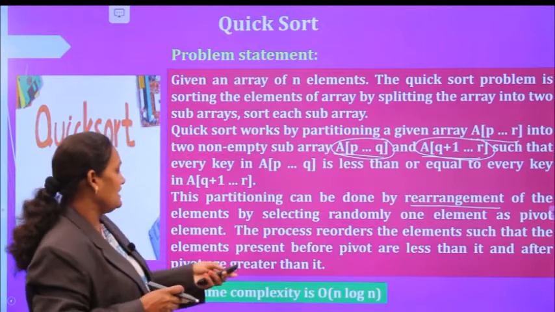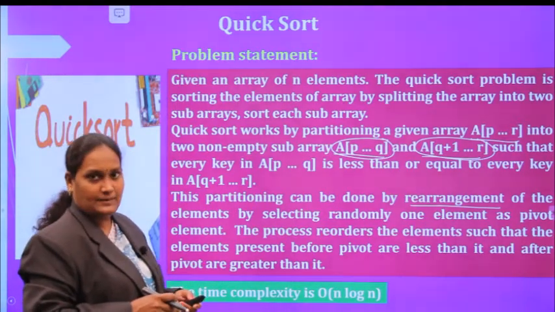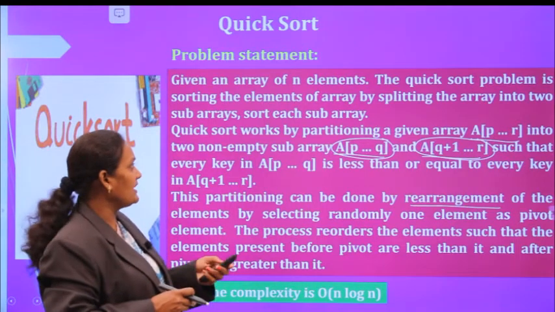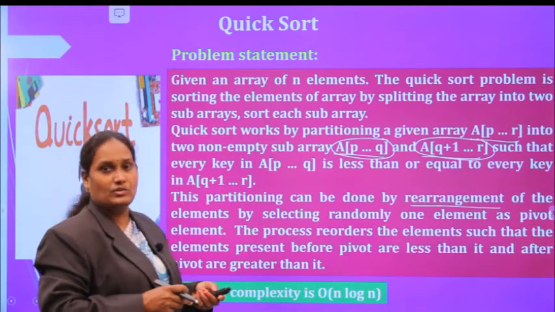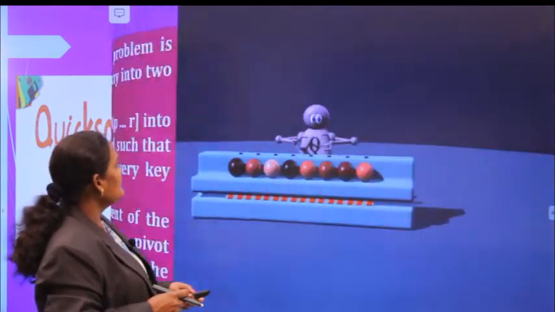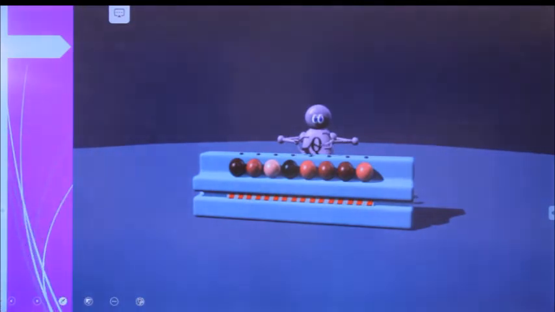And coming to the time complexity of quicksort, its time complexity is big O of n log n. How it becomes big O of n log n, I will explain later when we are talking about time complexity. Now let us see: quicksort starts by randomly picking one ball called a pivot.